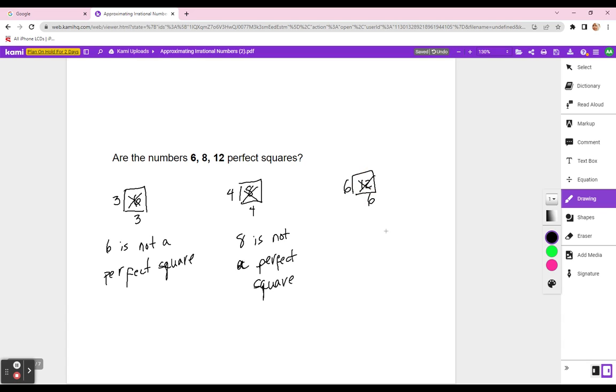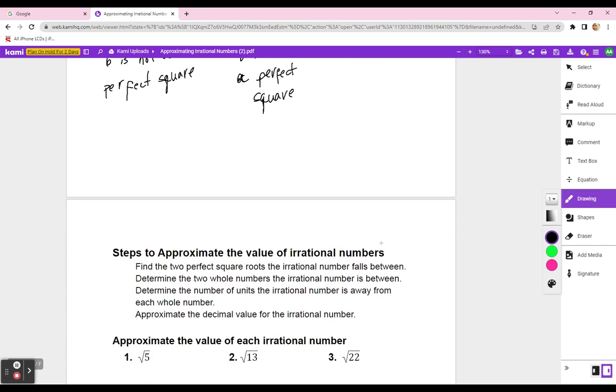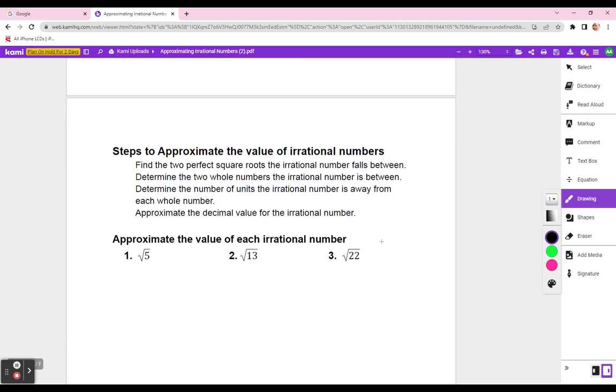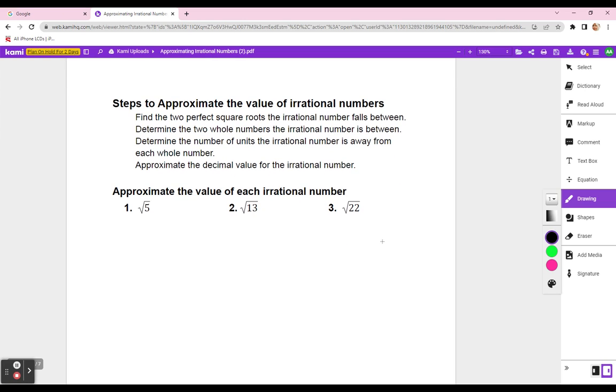So I hope this exercise helped you determine if a number is a perfect square or not. Okay, you'll need to be able to do that for this next exercise. Right now, what we're going to do is learn how to approximate the value of irrational numbers, and we are going to follow these 4 steps: 1, 2, 3, and 4.